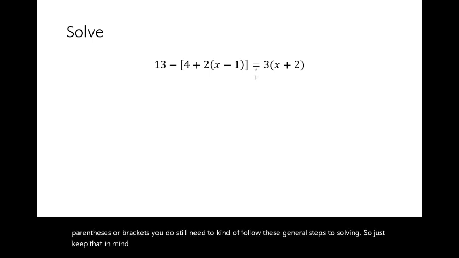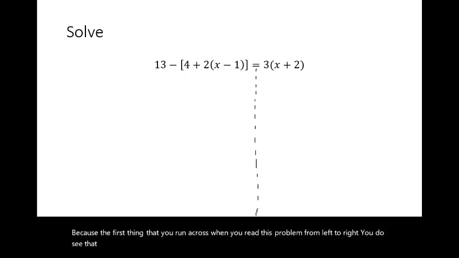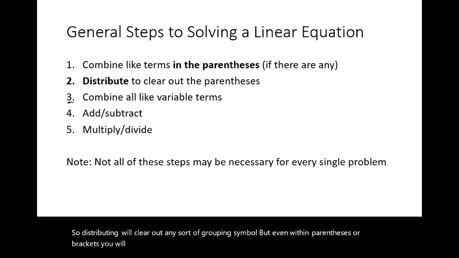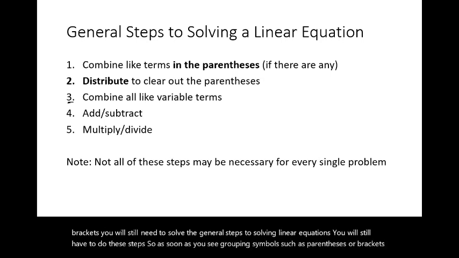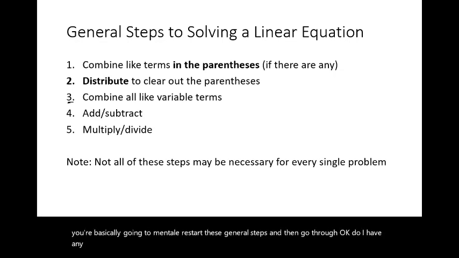Because the first thing that you run across when you read this problem from left to right, you do see that there are brackets here, and inside the brackets we have parentheses. So distributing will clear out any sort of grouping symbol, but even within parentheses or brackets, you will still need to follow the general steps to solving linear equations. You will still have to do these steps. So as soon as you see grouping symbols such as parentheses or brackets, you're basically going to mentally restart these general steps and then go through, okay, do I have any parentheses? I've got to clear those out, etc.